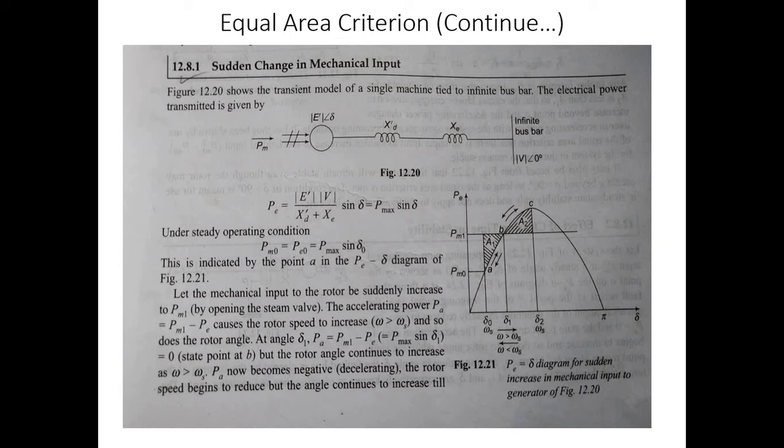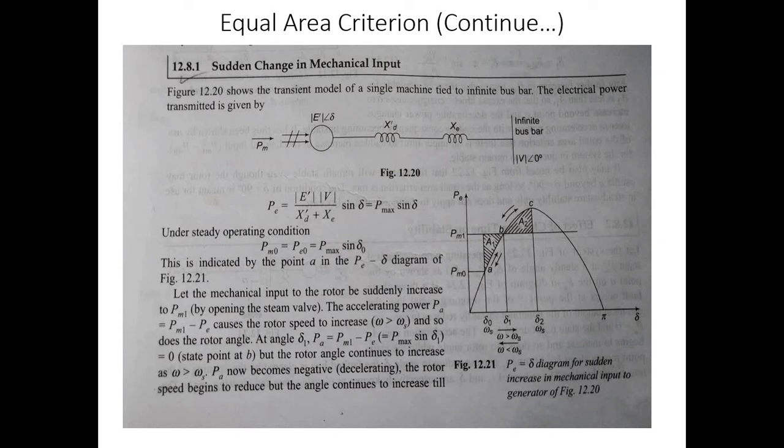Now we have the generalized equation for power transfer from the generator to the infinite bus: P is equal to magnitude of E dash into magnitude of V upon X into sin del, where X is the transfer reactance. But in this case, the transfer reactance consists of two components, XD dash and XE. Therefore, this equation will be modified as P is equal to magnitude of E dash into magnitude of V upon XD dash plus XE into sin del. That is given by P max into sin del.